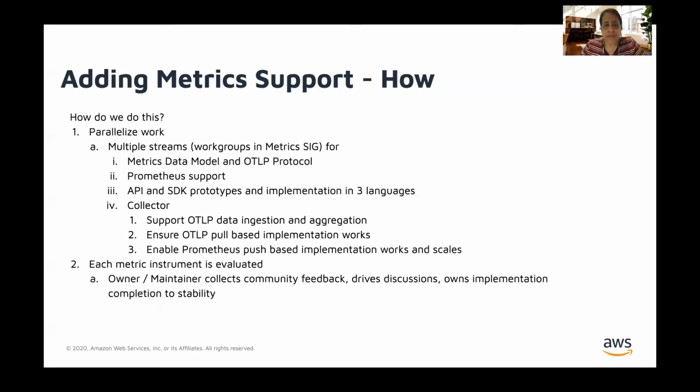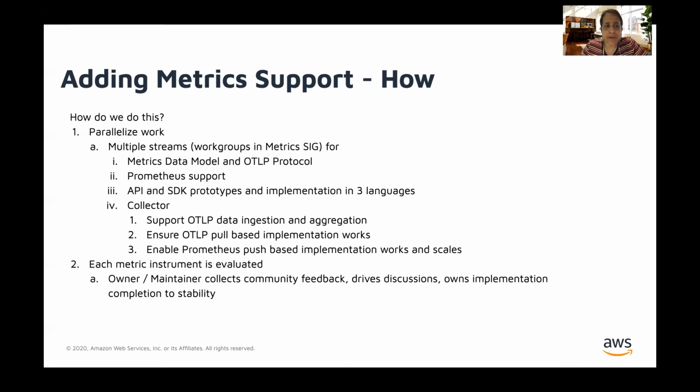So how do we do this? One of the things we are doing on the project today is that we have multiple streams, with maintainers in different work groups in the metrics SIG, working in parallel. Some maintainers are working on the metrics data model and ensuring that the OTLP data protocol is fully compliant. Another set of maintainers, who understand the Prometheus interoperability requirements, work closely with the Prometheus community in the Prometheus work group to build out full compliance and interoperability with the Prometheus protocol.